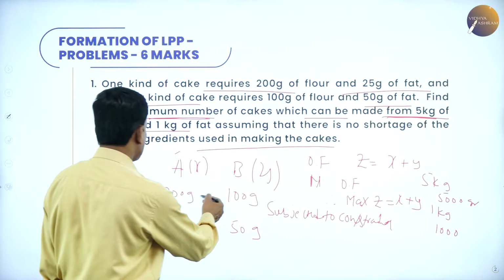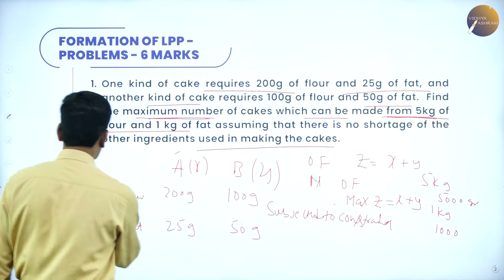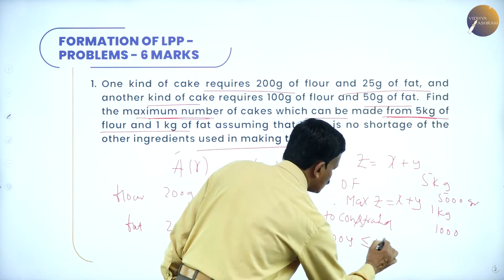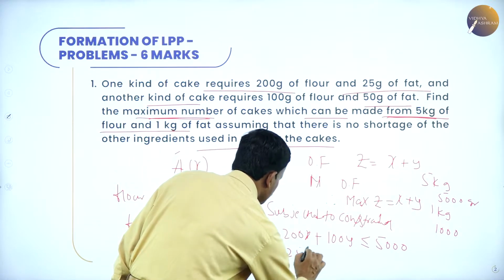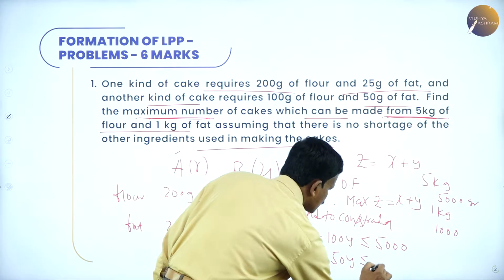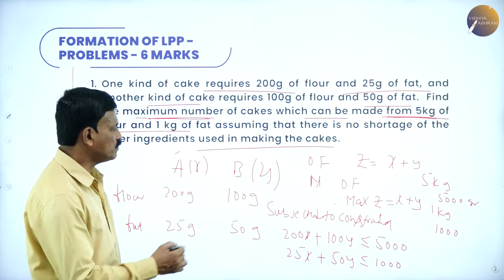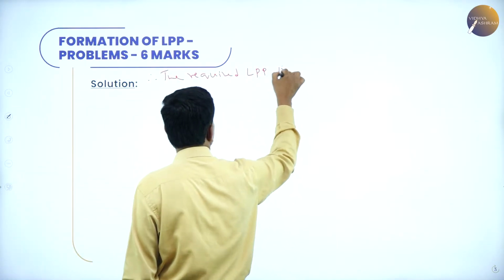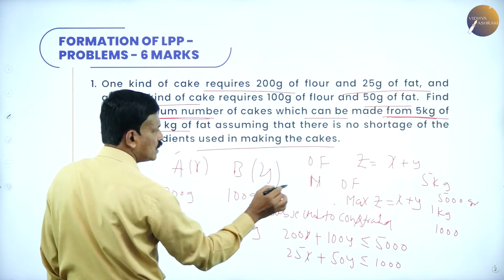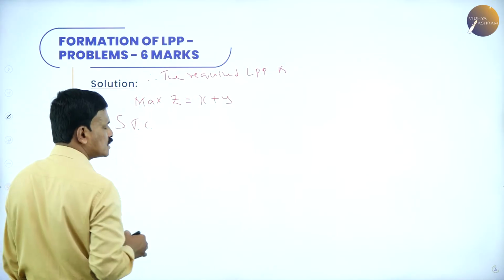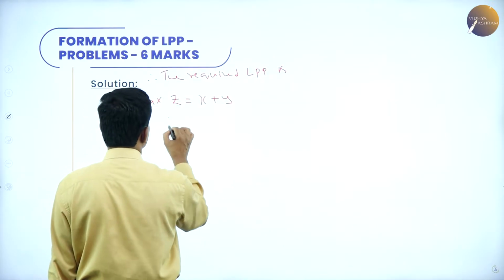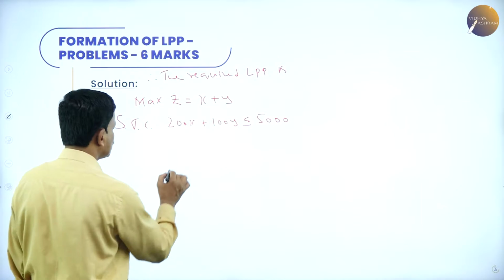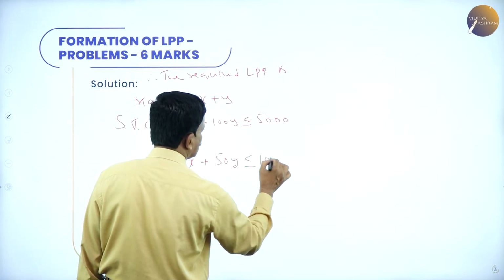Subject to the constraints, for the first type of cake A, we have 200x plus 100y is less than or equal to 5000. For the second one, we have 25x plus 50y is less than or equal to 1000. These are the constraints. Now I will put it in a mathematical form. Therefore the required LPP is: maximum of Z is equal to x plus y, subject to the constraints 200x plus 100y is less than or equal to 5000, and 25x plus 50y is less than or equal to 1000.